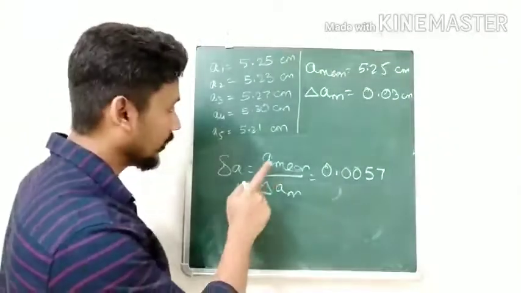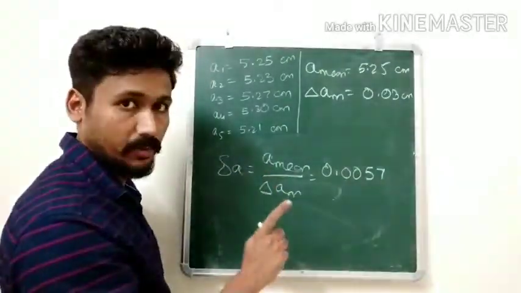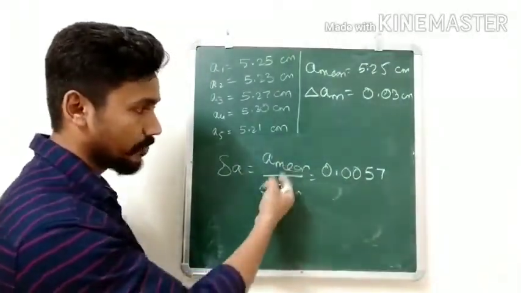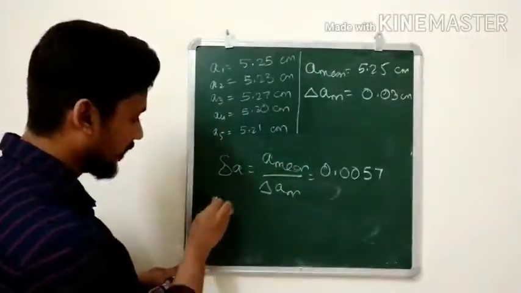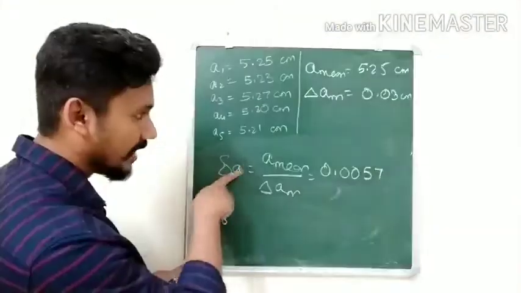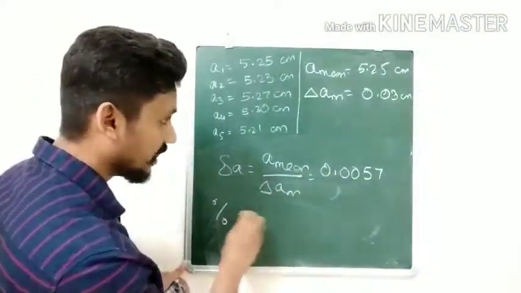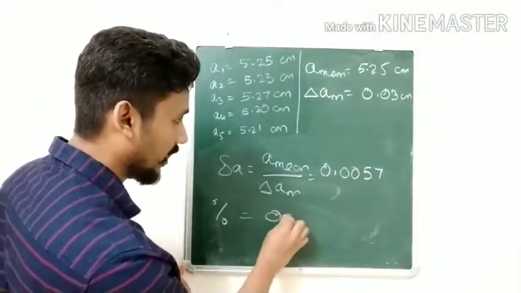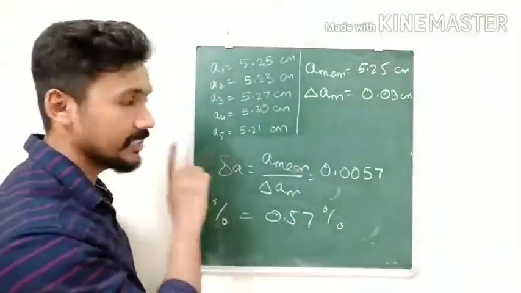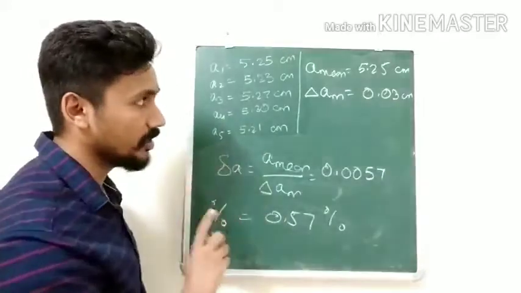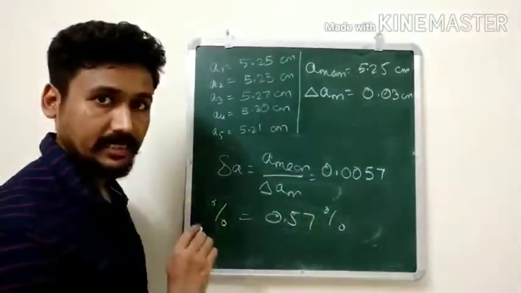0.0057. Now for the relative error, there is no unit. Why? Because it is a ratio, okay, of similar quantities. So there is no unit for relative error, and the percentage error will be relative error multiplied by 100. So percentage error you will get 0.57%. This is the percent error in our measurement. Okay, so make a note of all these steps, and this will be your answer.